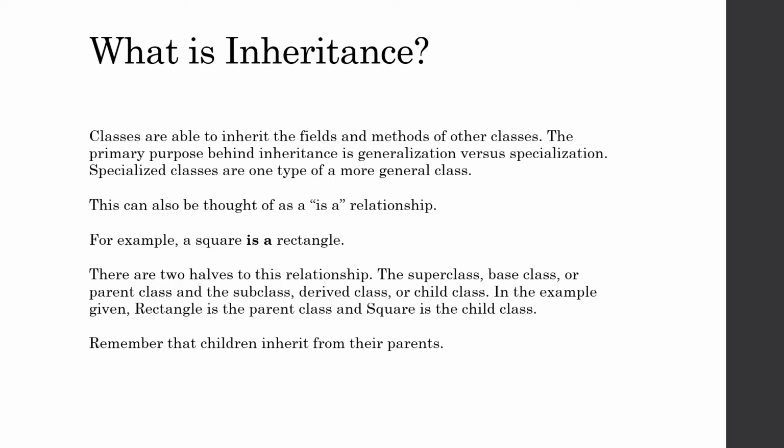You can also think of this as an "is a" relationship. For example, as we'll see in a little while, we might use some expression like a square is a rectangle. So square is the more specialized class in this case, and rectangle is the more general class. That tells us that square is going to inherit from rectangle.